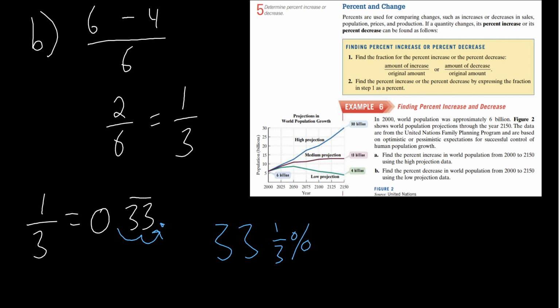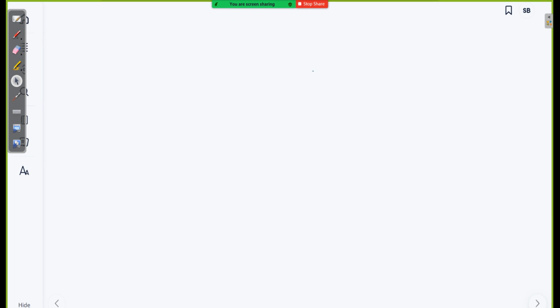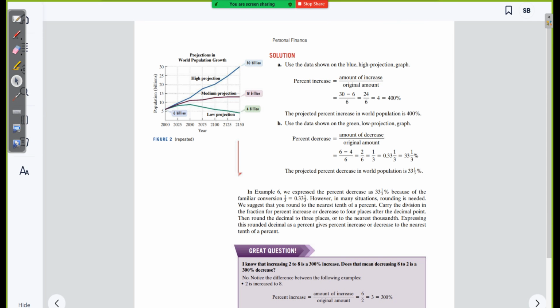Now, I wrote 33 1/3 because I'm pretty sure the textbook also did, because if I take this number, 33 1/3, and multiply it by 3, I would get 100%. But if I did 33.3 and multiplied by 3, I'd get 99.9%. So that's why I wrote 33 1/3, and that's also why the textbook wrote 33 1/3. It's more precise.